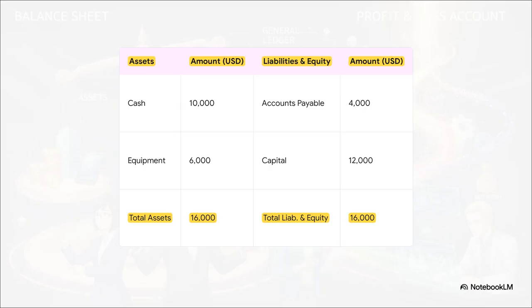Here's how it works in the real world. On the left side, you can see total assets of $16,000. Now, look over to the right. Those are the claims against those assets. We've got $4,000 in liabilities and $12,000 in equity. Add them up, and what do you get? Yep, $16,000. It's perfectly balanced.